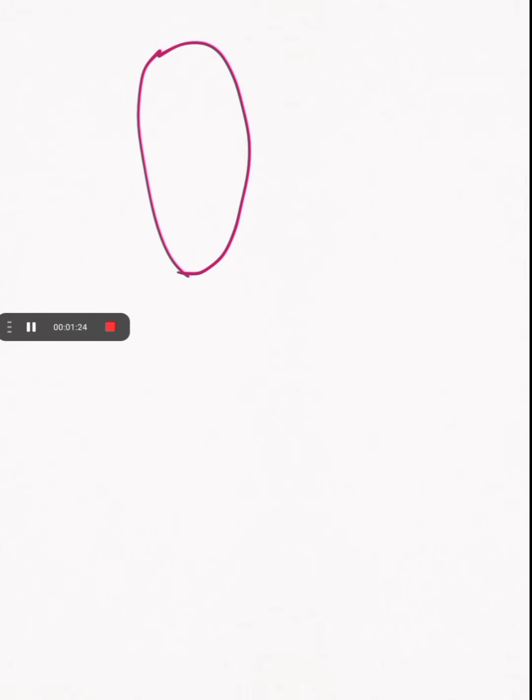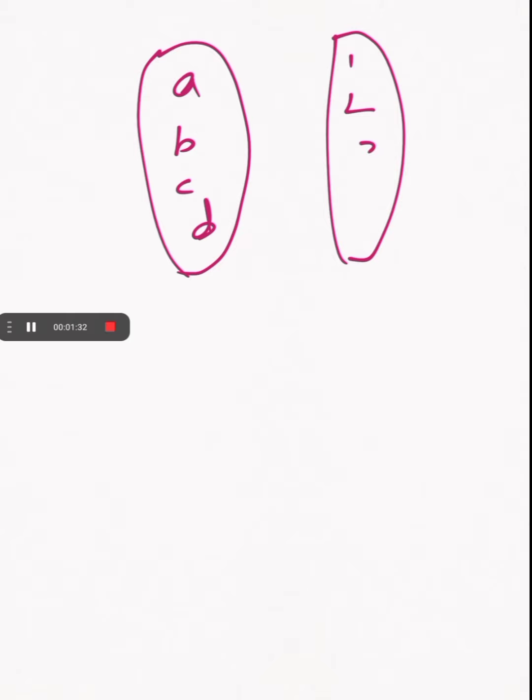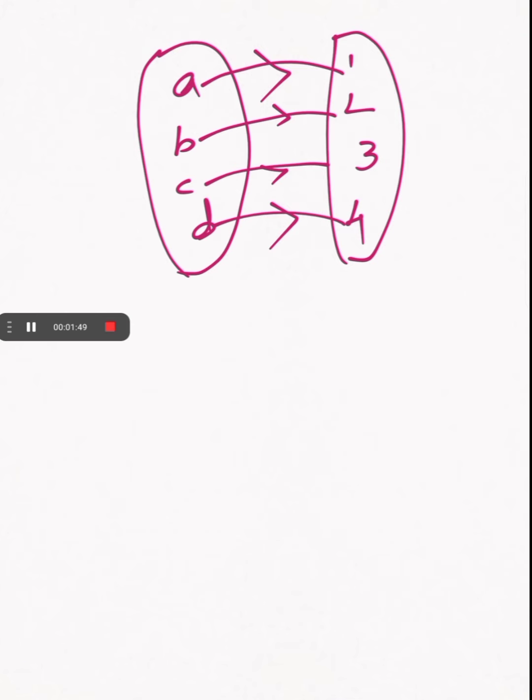This is a set, A, B, C, D. This is another set, that is 1, 2, 3, 4. Here, see. One-to-one function means one input has a unique output. That means different outputs. B has an output 2, C has an output 3, and so on, 4. This is a one-to-one function. Okay, are you clear? This is a function and this function is called one-to-one function.